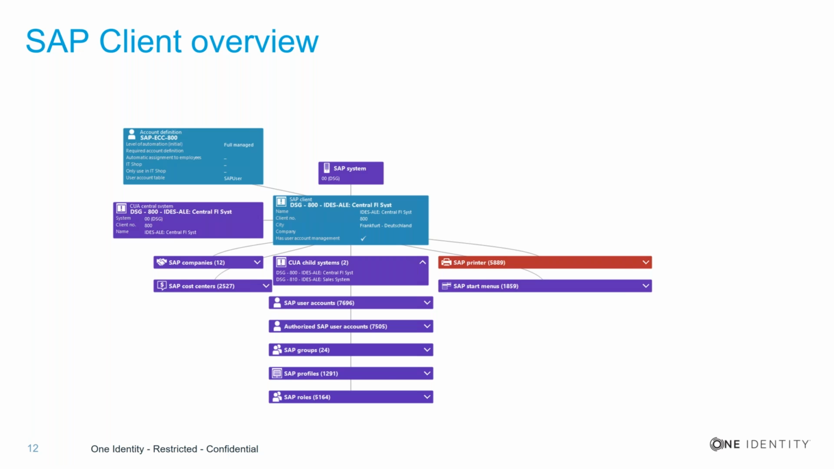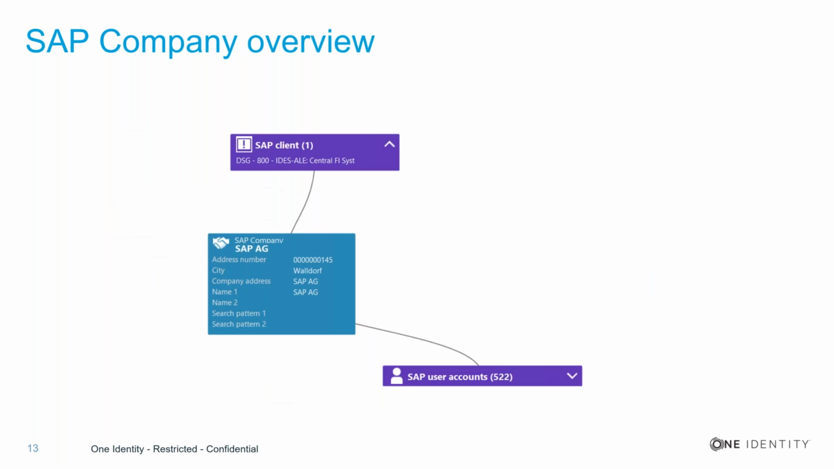So when we continue on focusing the SAP companies, we will see the relationship duration of an SAP company object within this environment. We have, in this view, selected a specific SAP company object from the list of available companies on the previous slide. And now we see the company SAP AG and its relationship. In our example, 522 SAP user accounts on the system DSG are assigned to this company.